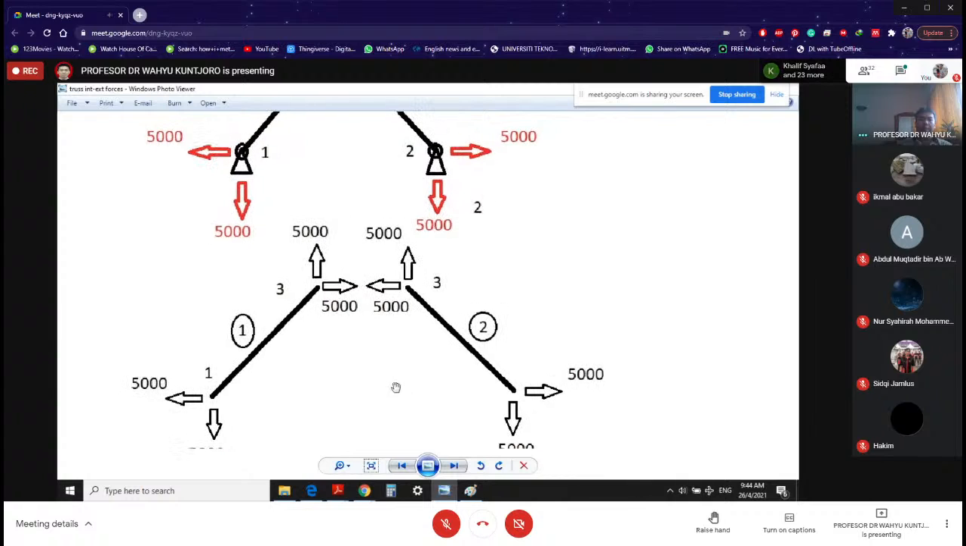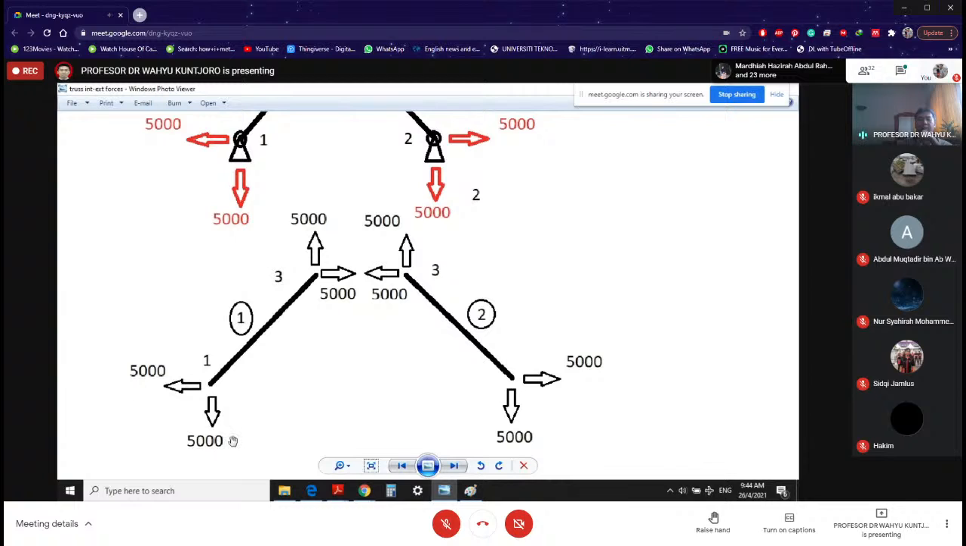So now, let's relate what we have done. Look at node number 1. Node number 1 is a support. Those are the external forces. Please observe that this 5,000 and this 5,000 relate to that. This is internal forces, these are external forces. Now node number 2 over here: the reaction, and over here the internal force, but they are the same value.